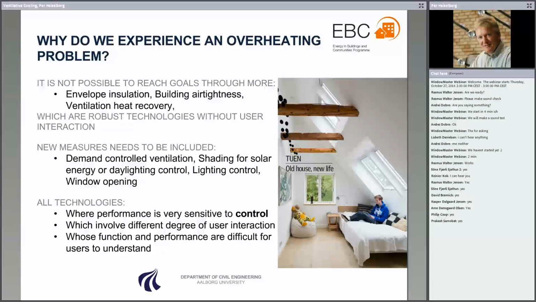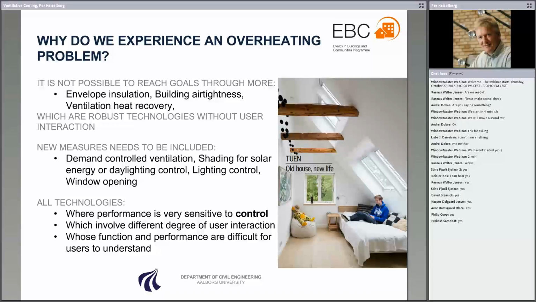In many years, we have concentrated on increasing the insulation in the envelope, improving air tightness, maybe improving ventilation heat recovery. And all these technologies are very robust to the interaction of users. But when we look at new buildings and renovations today, we are also taking other measures to reach the ambitious energy goals of the buildings, like demand control ventilation, maybe solar shading, lighting control, assuming window opening in the summertime.